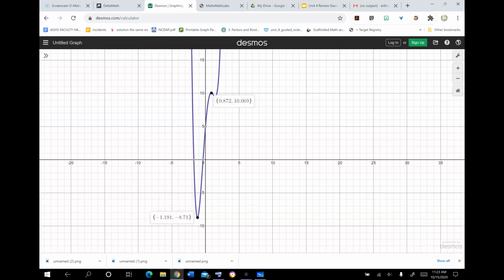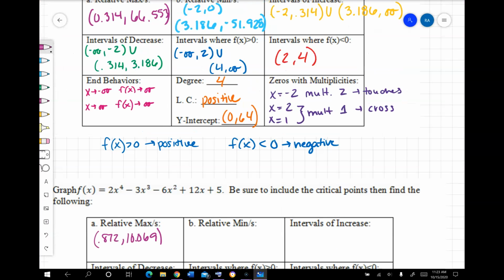The next one is going to be your mins. So my mins are right here. Okay? I have a min at negative 1.191, negative 871. And then I have another min up here. Let's undo the max. At 1.445, 9.48. Okay, so those are my mins. So I come and I write those. Okay, so my mins.